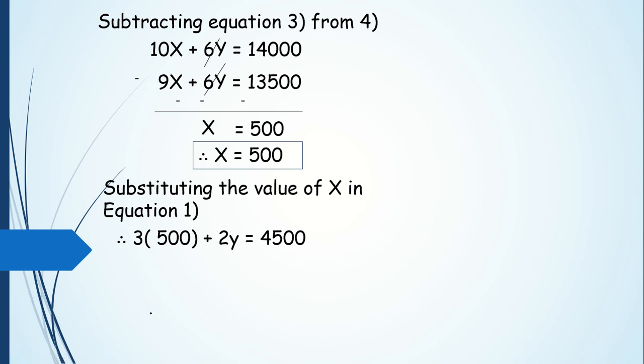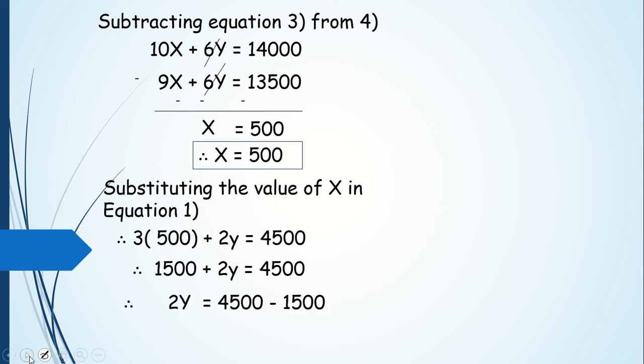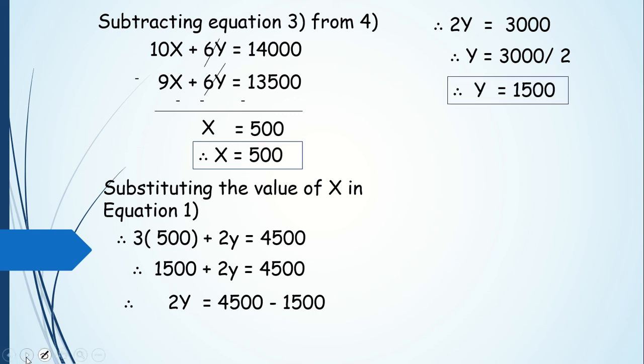Now 3 5s are 15. 1500 plus 2y is equal to 4500. Now we take this 1500 to this side and it will become minus. So 2y is equal to 4500 minus 1500. So therefore 2y is equal to 3000. And therefore y is equal to, dividing by 2, 1500. Now we got the value of x, we got the value of y.